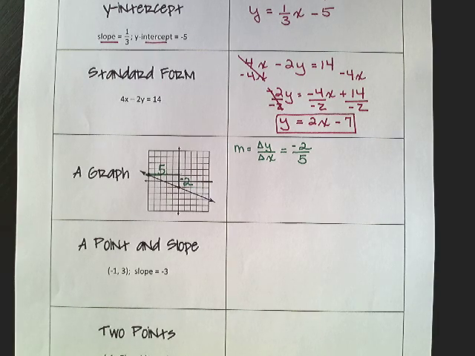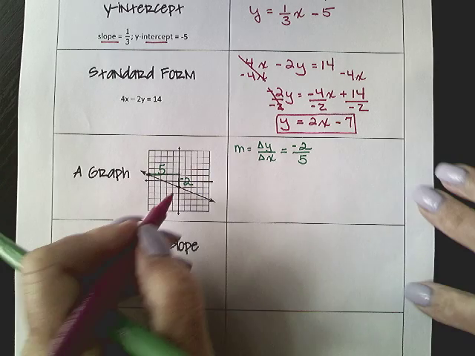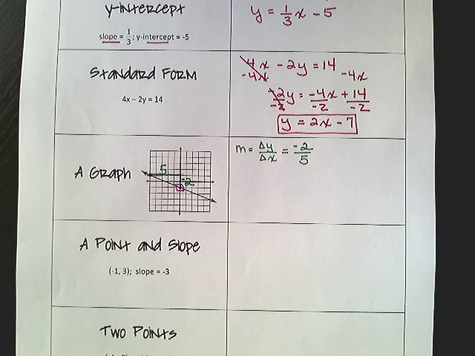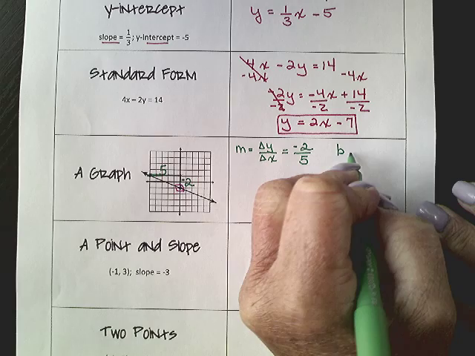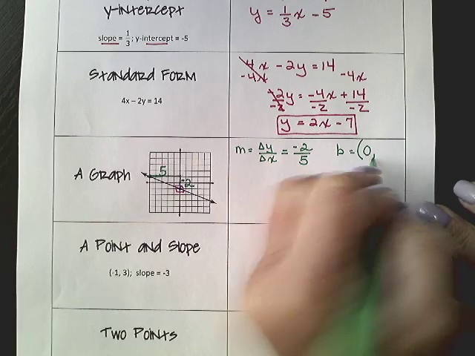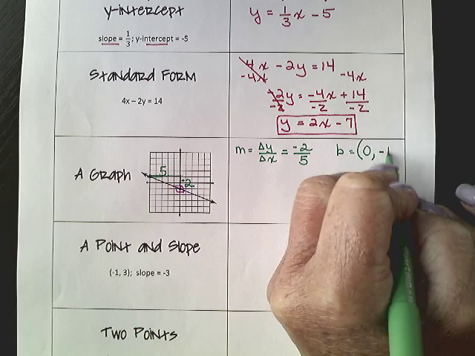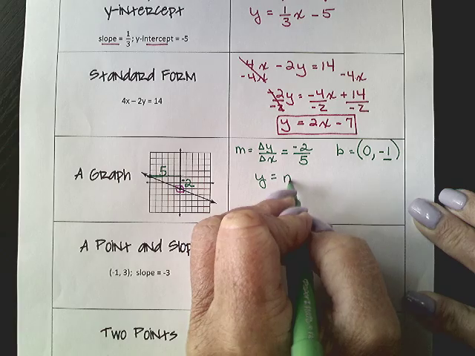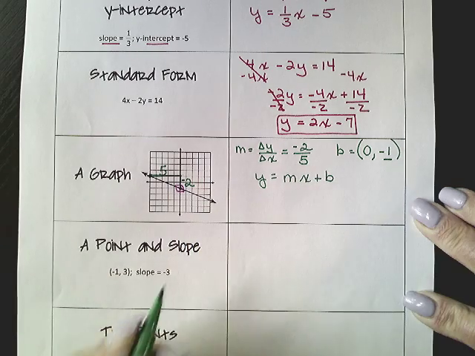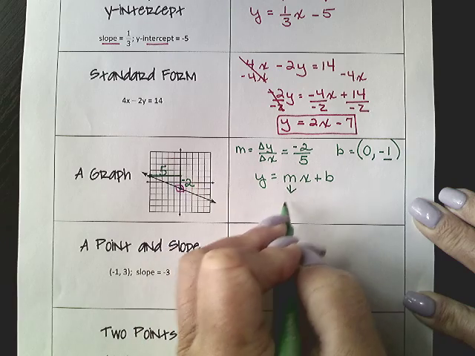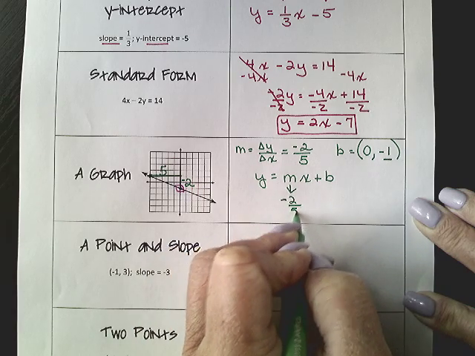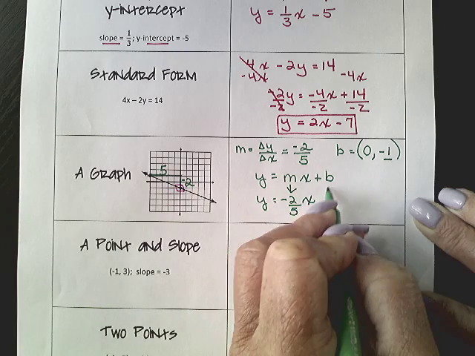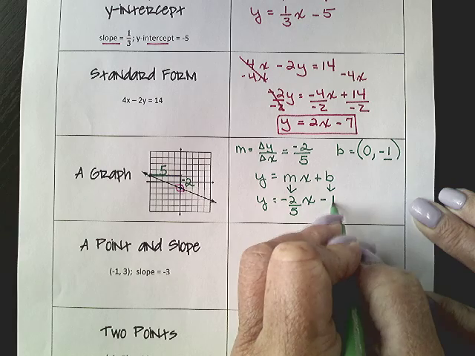What is my y-intercept? Where does it pass through the y-axis? Would be right there at that point. So my b is 0, -1. So putting that all into our equation, we are going to substitute our m, which is -2 over 5. Y stays, x stays, and our b, which is -1.